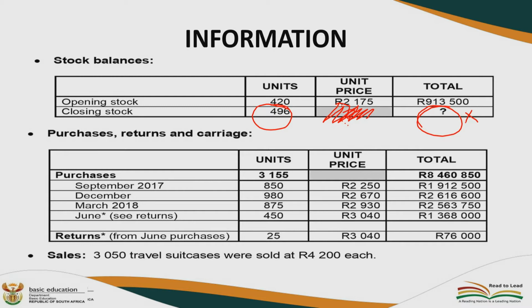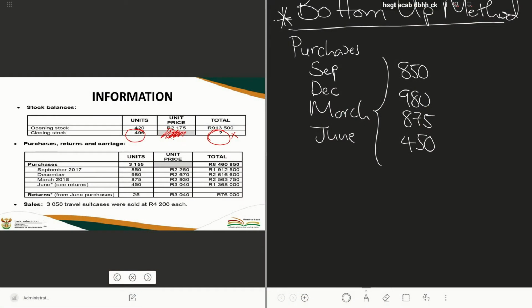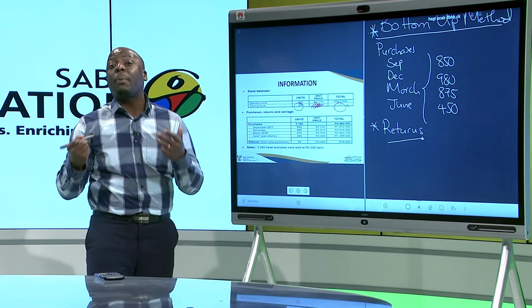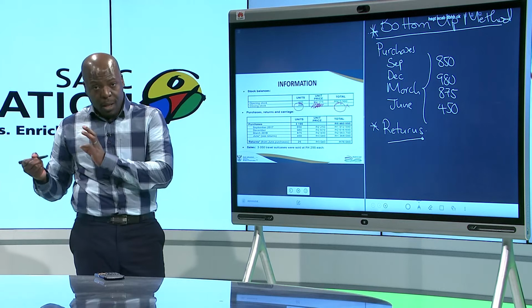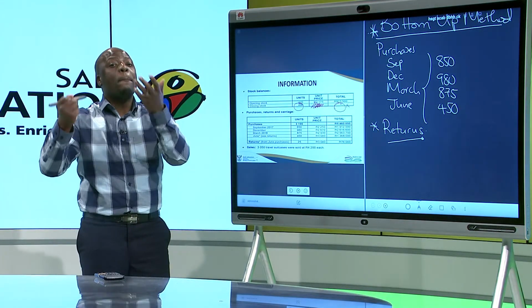Boys and girls, I want you to come with me. Before you engage this particular question, there is something very important, and I want you to write this down. I want you to adjust on the issue of returns. When you buy stock, it is not all the stock that will be satisfactory to you. Some stock will be damaged. Some stock will need to be returned back to the supplier. So you will not keep it in the business because you will not be able to sell it. In that case, you return the stock back to the supplier.